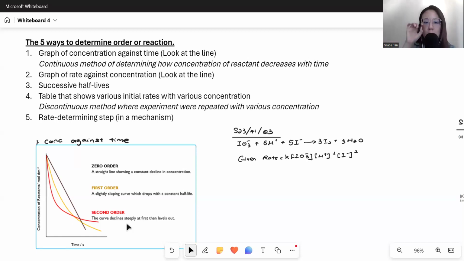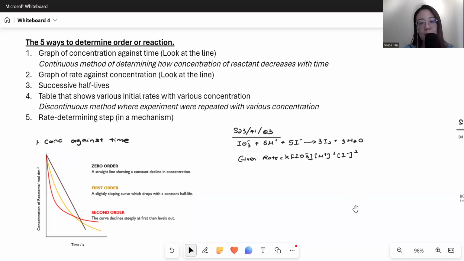All right. Now, it's very simple. You just need to look at the pattern of the line, so that you know what the order is. Now I'm just going to take one partial question, which is Summer 23, on the right hand side of the screen. They give a particular equation: iodate and 6 protons and 5 iodide to give 3 iodine and 3 H2O. The question gives the rate equation as such.